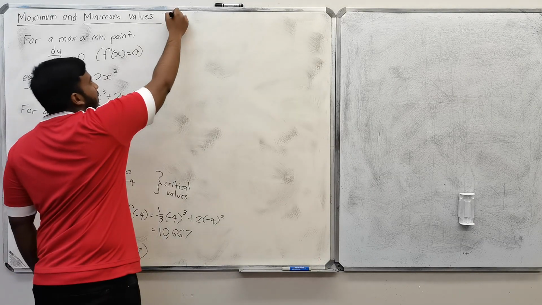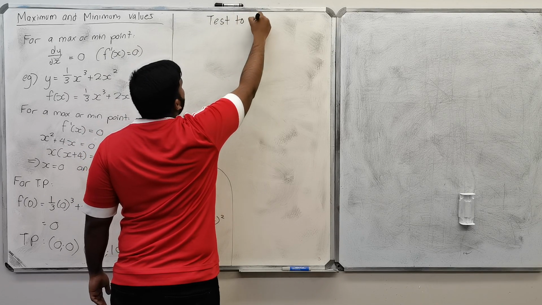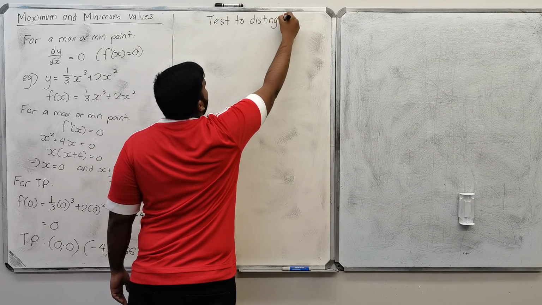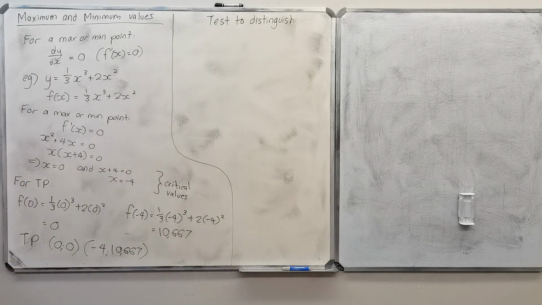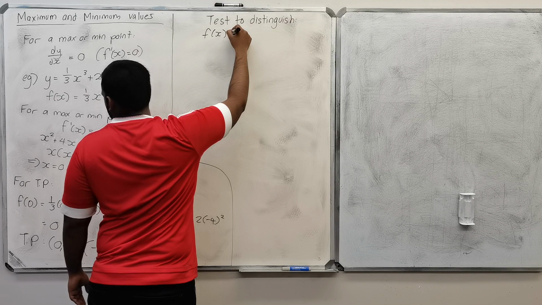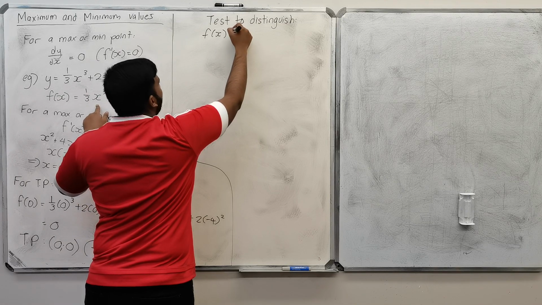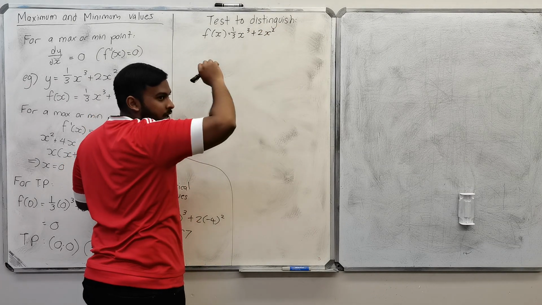Your test to distinguish is rule 3 of what I asked you to highlight. With the second derivative, if it's less than 0, you have a maximum point. If your second derivative is greater than 0, it's a minimum point. So f of x is equal to 1 over 3 x cubed plus 2x squared. Agreed?